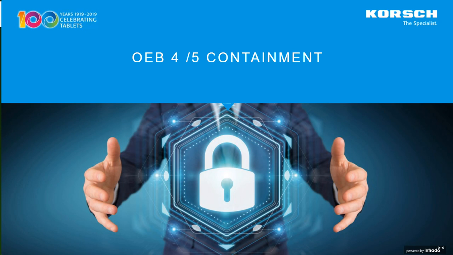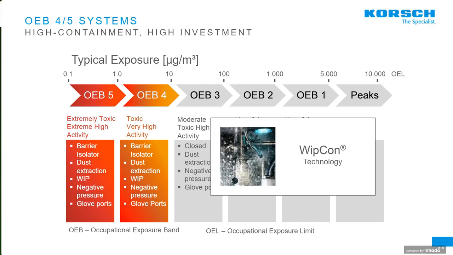If we talk about OEB4, OEB5, that is now clearly a wash-in-place requirement. That means a DEL of somewhere less than 10 micrograms. 1 to 10 is OEB4, and less than 1 is OEB5. Now we're talking about a barrier isolator, not a standard window. We're talking dust extraction, negative pressure control, wash-in-place requirements, as well as the glove ports and RTP for contained access.